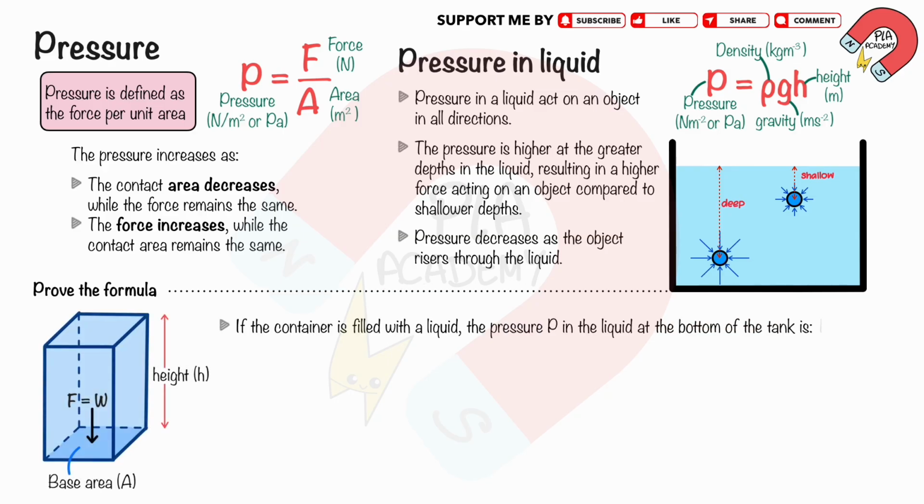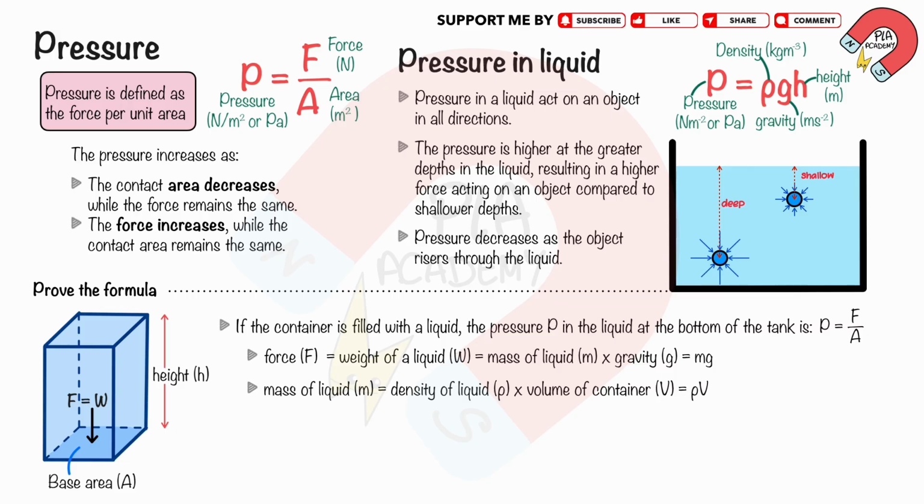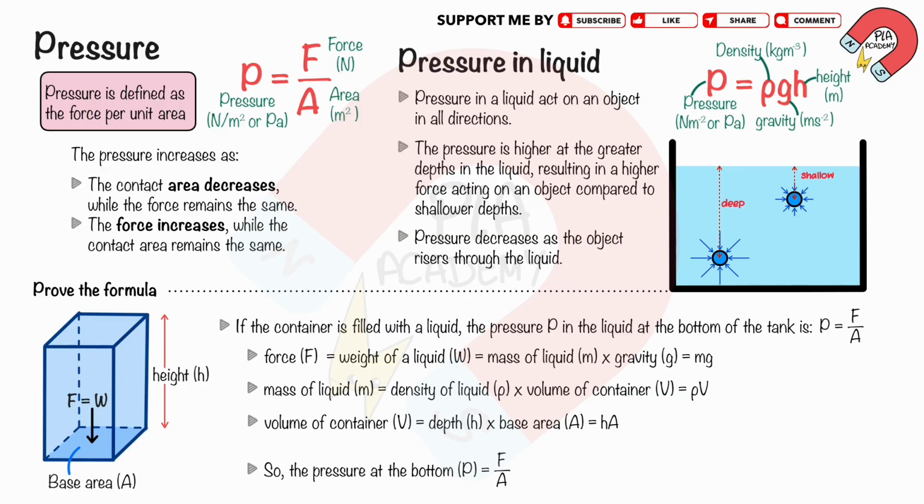If the container is filled with a liquid, the pressure in the liquid at the bottom of the tank is the force divided by the base area. The force is the weight of the liquid, which is equal to the mass of the liquid multiplied by gravity. The mass of the liquid is the density of the liquid multiplied by the volume of the container. The volume of the container is equal to the depth multiplied by the base area, so the pressure at the bottom is equal to F over A. By substituting the force F with W equals mg, substituting the mass m with ρV, and substituting the volume V with hA, we can derive the equation P equals ρgh.